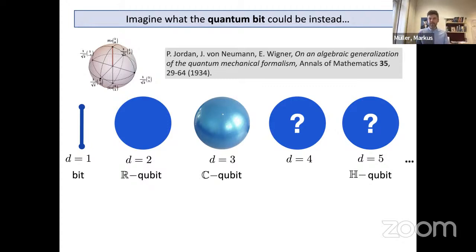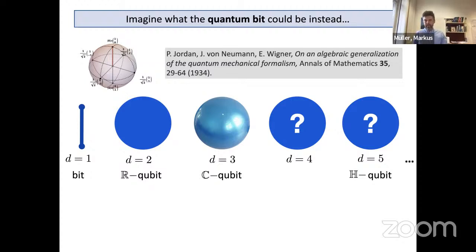If you go further down and just say, I only allow the two possibilities and the statistical mixtures, this corresponds to a classical bit, which is a one-dimensional ball. But the dimension could also be higher, and these would also be state spaces discussed here in the Jordan algebra context, for example. A five-dimensional ball, by the way, would correspond to a qubit for quantum theory where the amplitudes are quaternions. This H is for quaternions here.